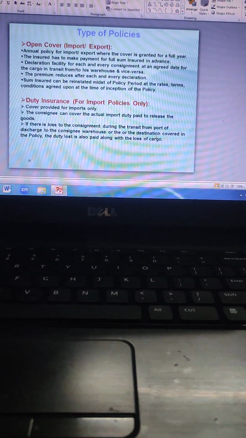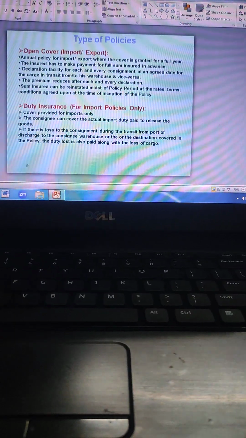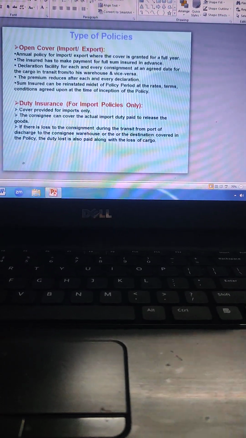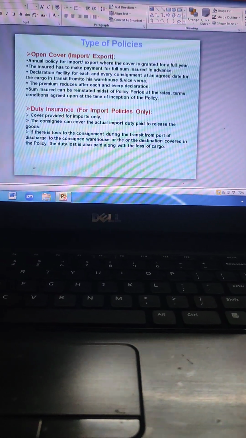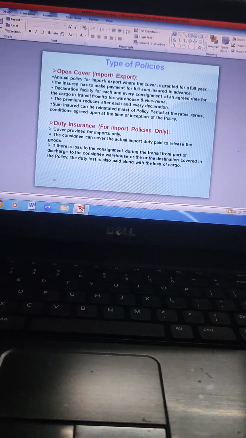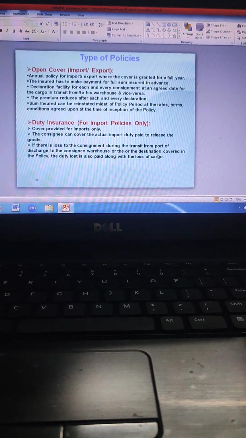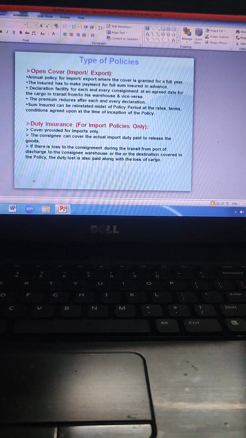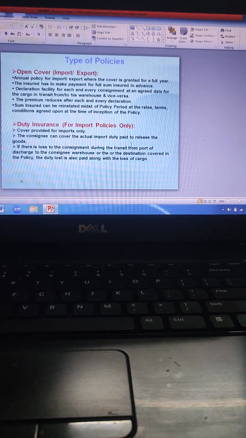Another policy is duty insurance for import policies only, cover provided for imports only. The consignee can cover the actual import duty paid to release the goods. If there is loss to the consignment during the transit from the port of discharge to the consignee warehouse or the destination covered in the policy, the duty lost is also paid along with the loss of cargo.